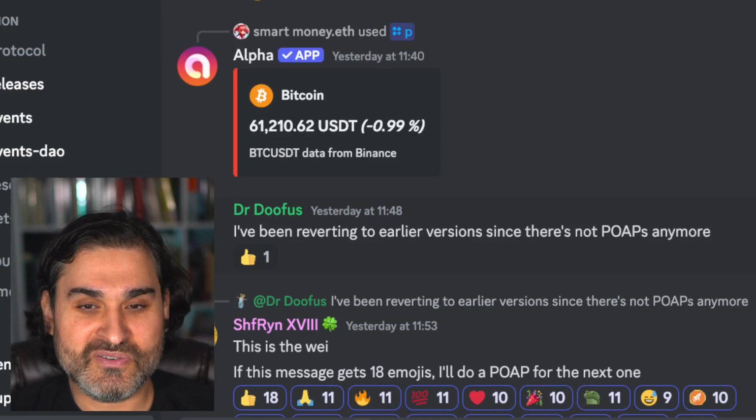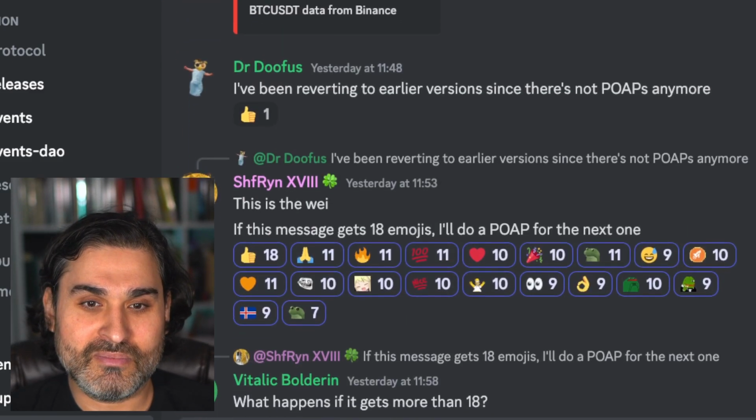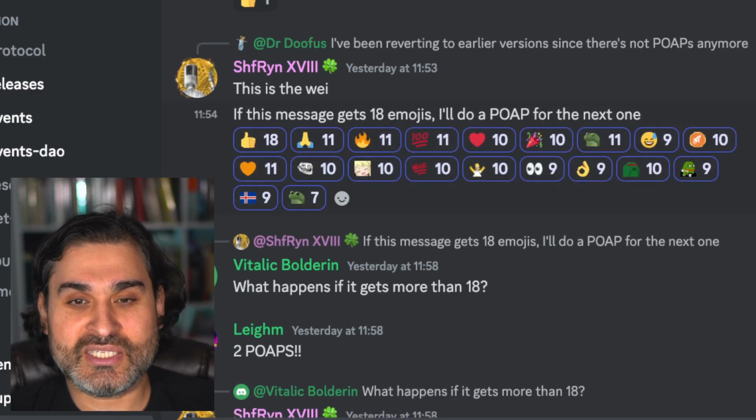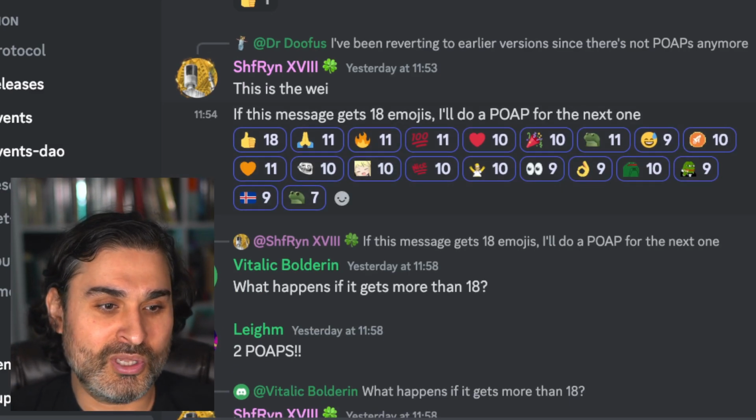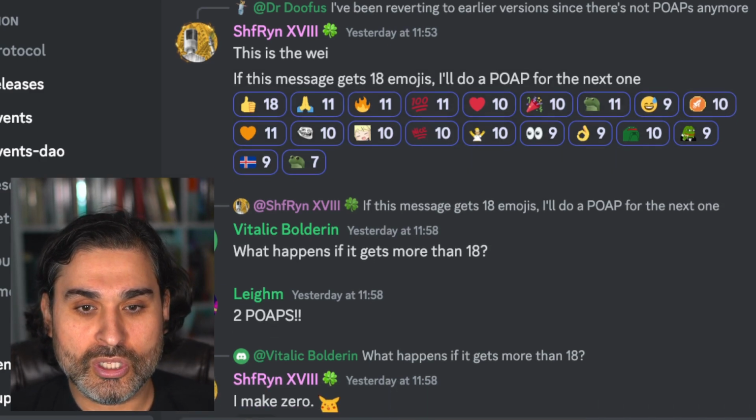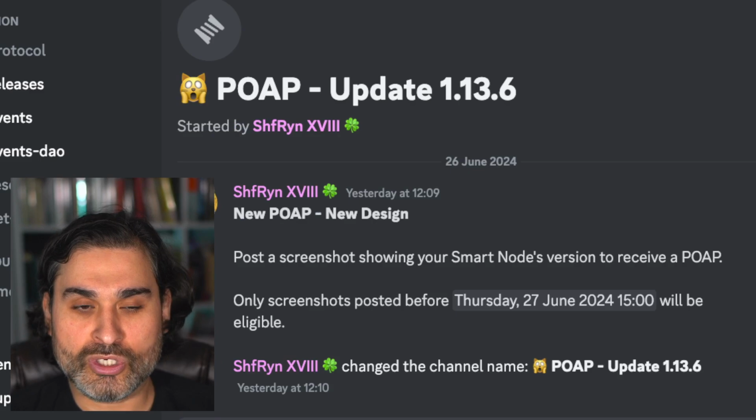Dr. Doofa says I've been reverting to earlier versions since there's not a POAP anymore. Shifrin says if this message gets 18 emojis, I'll do a POAP for the next one. And then it got a whole lot of emojis there, which is really cool. So then what happened is Shifrin did a POAP for 1.13.6.